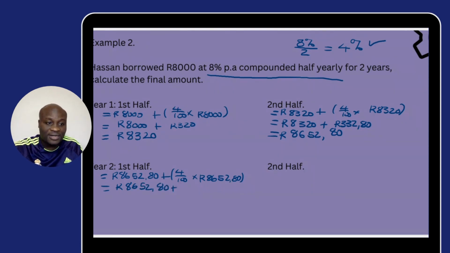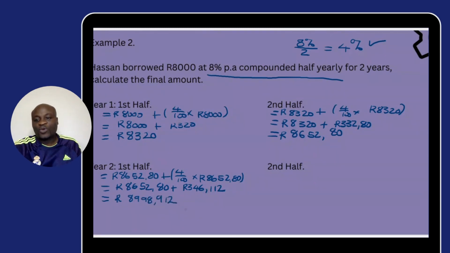of our current balance. 4% is 346 rands, 0.112. Notice I did not round it off. Why? Because it's not the final answer. Whenever you round it off before you get the final answer, you sometimes have some problems. So just use it as it is. Now, what will be my final answer now is going to be 8,998 rands, 0.912, which then goes now to the last half of our second year, right?